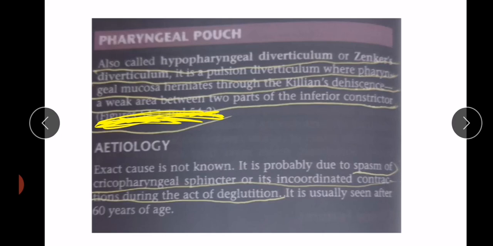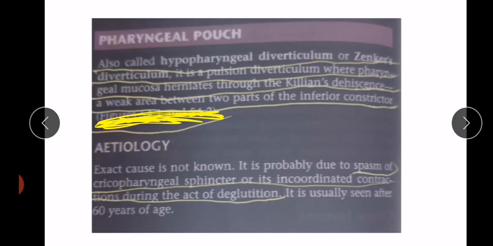What is pharyngeal pouch? It is a hypopharyngeal diverticulum or Zenker's diverticulum, a pulsion diverticulum, where pharyngeal mucosa herniates through the Killian's dehiscence. What is Killian's dehiscence? A weak area between two parts of the inferior constrictor. I will show you in the next diagram.